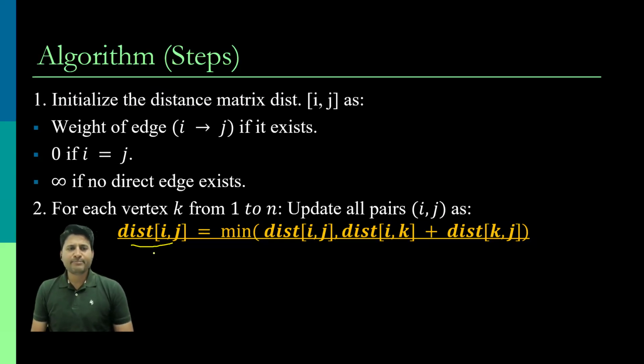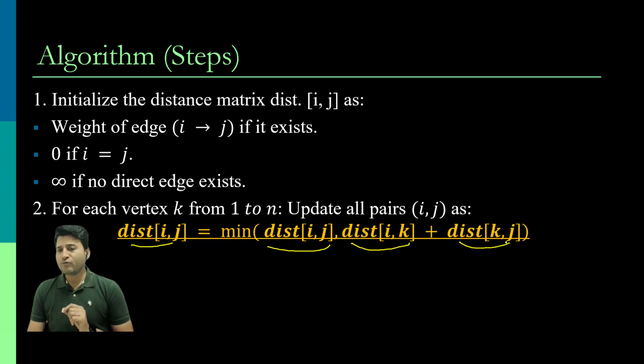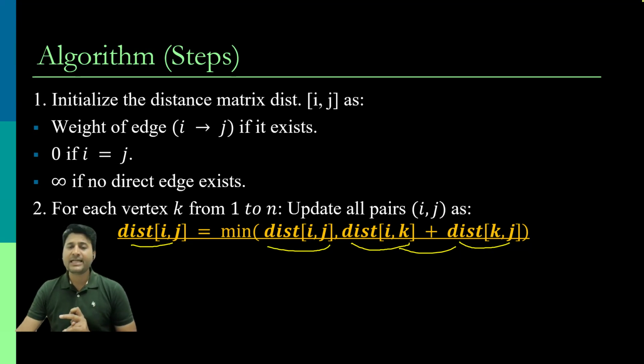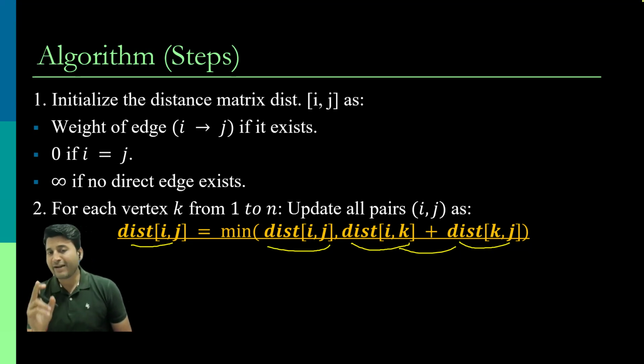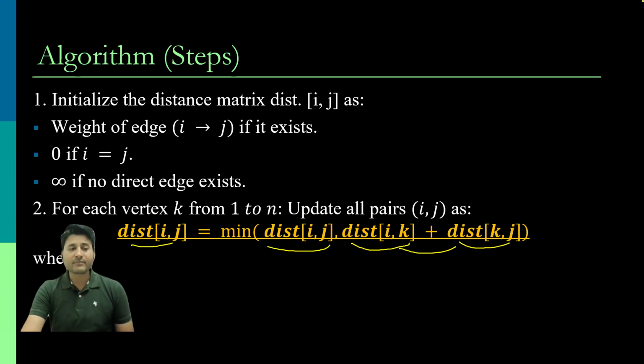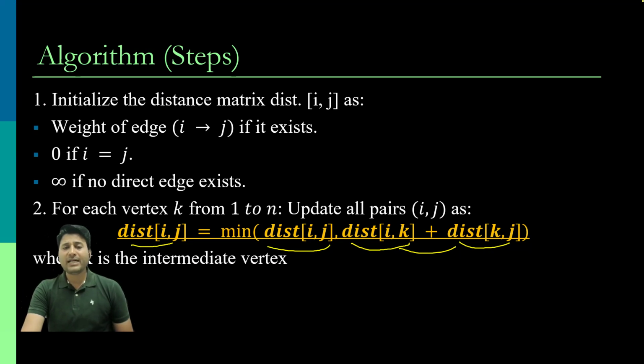Okay, so the distance is the minimum between i to j directly, or if you are making k as an intermediate vertex, then find the distance from i to k and k to j, then the sum. Whatever is the minimum out of these two, that will be the updated weight or updated distance in the distance matrix. And this is what we are supposed to do for every vertex, making it an intermediate vertex. Okay, so these are the rules that we will follow to make the distance matrix.